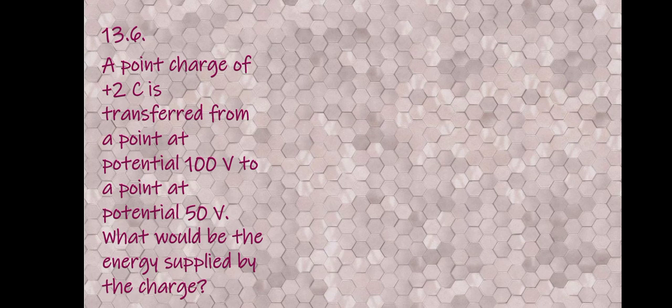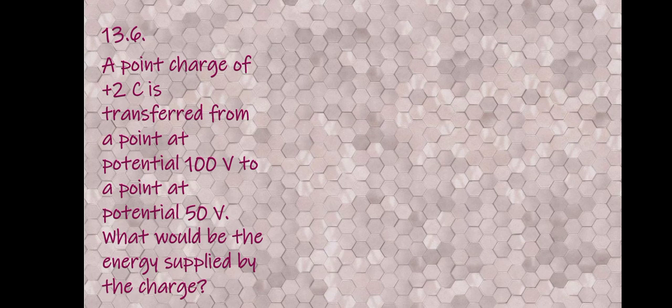13.6. A point charge of 2 coulomb is transferred from a point at a potential 100 volts to a point at potential 50 volts. Here two potentials are given, means 2 points are given and their potentials are also given. They are at different potentials, and how much energy will be supplied by the charge.